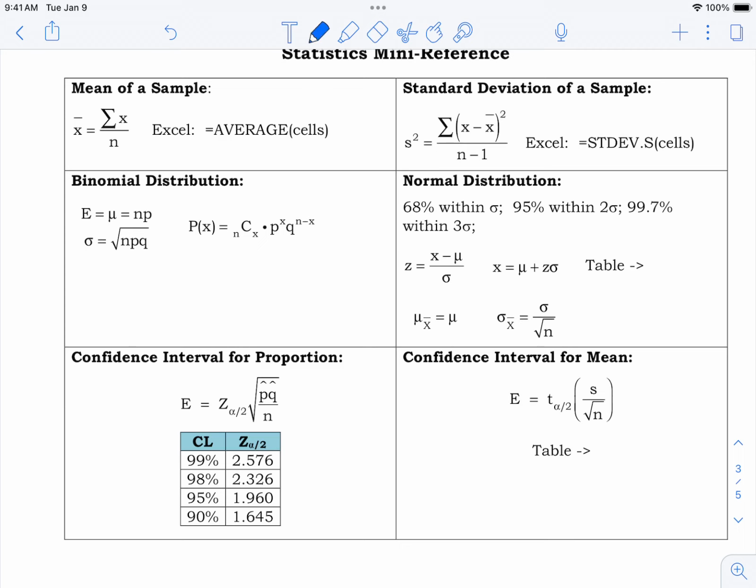Let's see. That's just some old binomial distribution stuff. We've seen that before. Remember the old mu equals np, sigma squared equals npq. You do the plus or minus 2 sigma rule of thumb for a roughly 95% confidence interval there. There's how you find the probability of exactly x successes and so on.